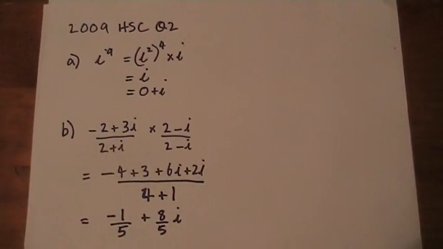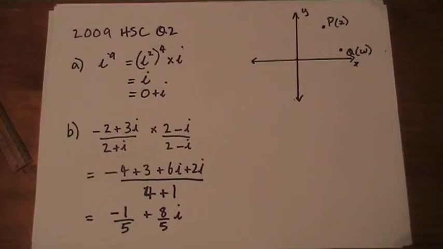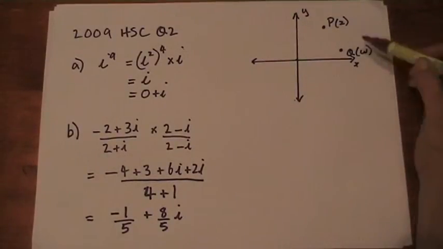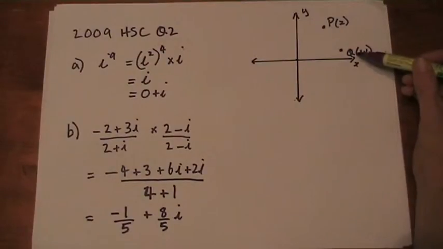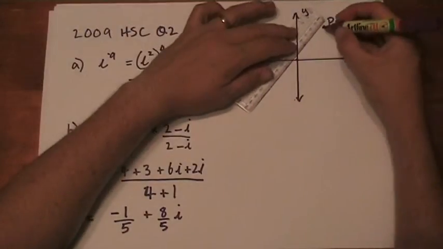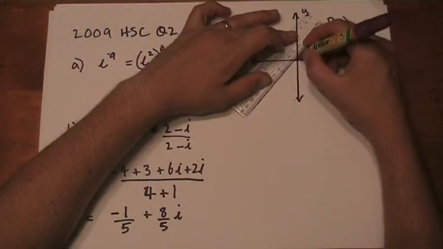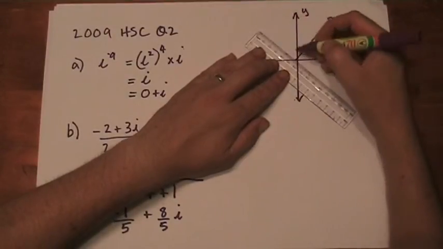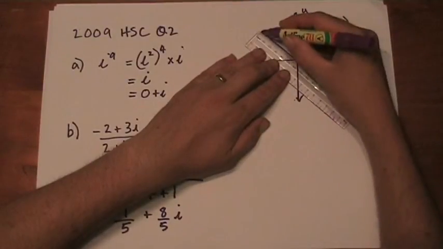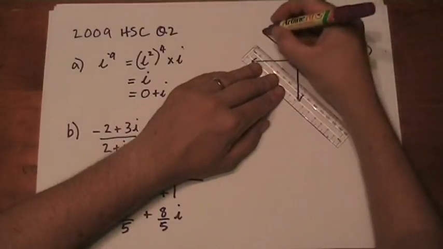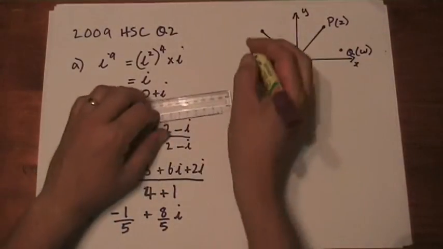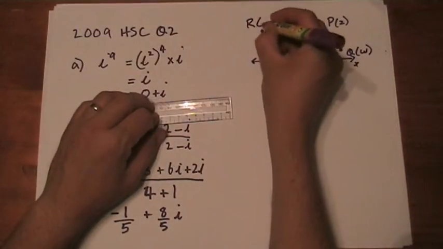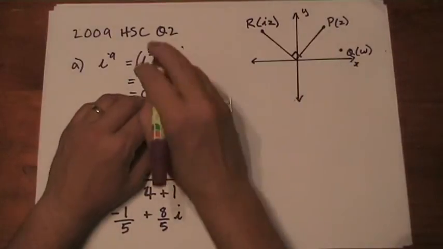Okay, part C asks us to plot a few numbers given that we have z here and q, which represents w here. The first one is r, representing the point iz. So for iz, we know it's just multiplication by 90 degrees, so the modulus doesn't change, but we just rotate it 90 degrees. So this point out here, r, is going to be iz.